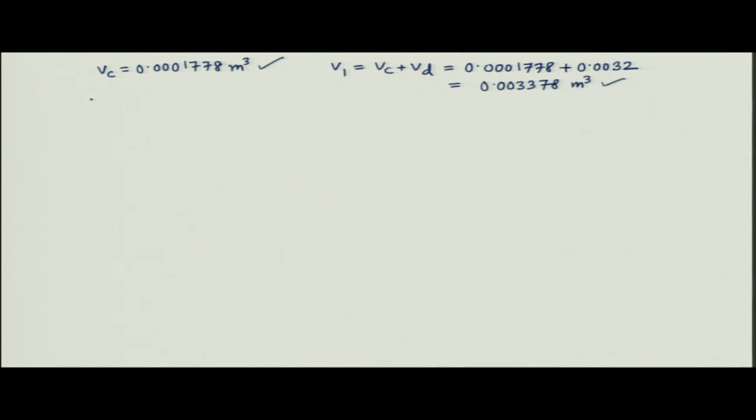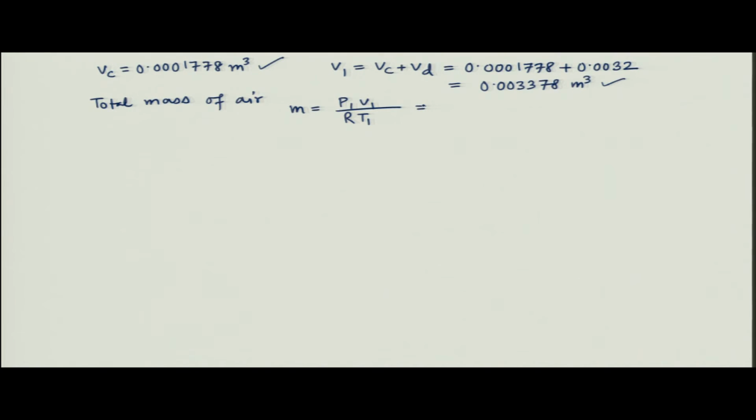Now, we can find the total mass of air inside the cylinder, that we can find as m. We know the pressure, volume and temperature at the beginning of the compression stroke, that is state 1. So, m can be written as P1 times V1 upon R times T1, right.